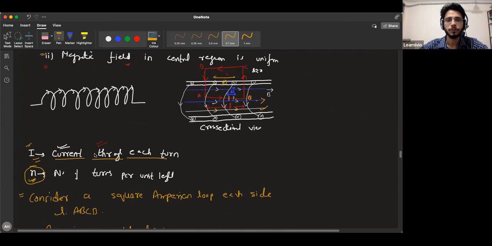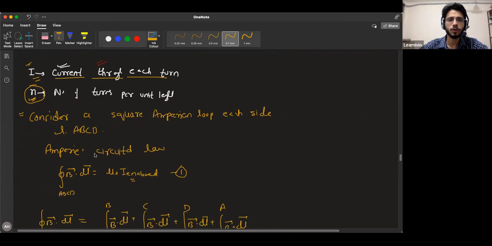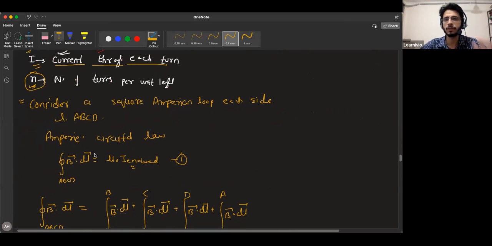Note it down, please do it faster. Just one more small calculation, then this Ampere circuital law is over. Then we will start Lorentz force.